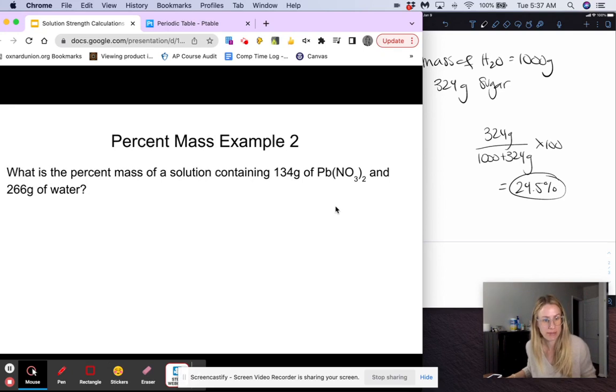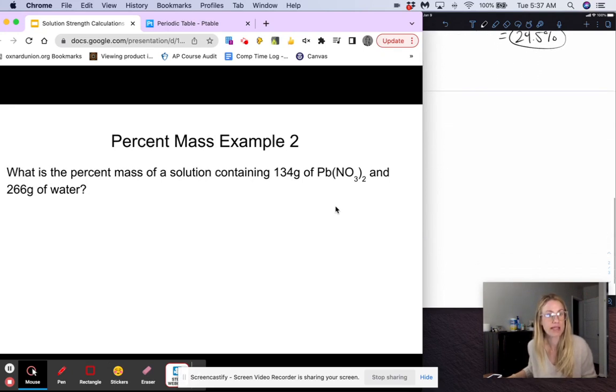Now let's do another example. What is the percent mass of a solution containing 134 grams of lead nitrate and 266 grams of water? So again, pause the video, try to do this one yourself. Now that you've unpaused, let's do it together.